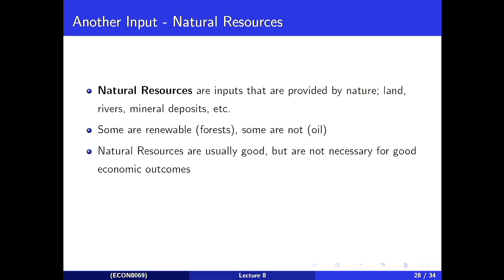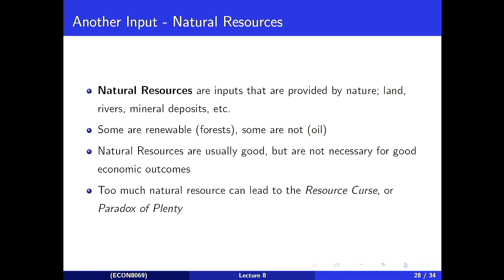Having large coal deposits was really handy for Australia's economic development, but they're by no means necessary for good economic outcomes. The key example of this is Singapore, though to a lesser extent, also something like Hong Kong would have a similar argument. No natural resources at all, right? Tiny islands, no natural resources, but still have good economic outcomes. So natural resources are usually good, but they're by no means necessary to receive good economic outcomes.